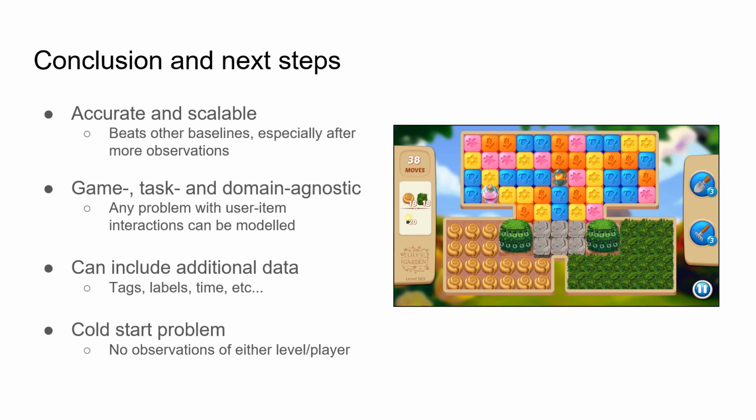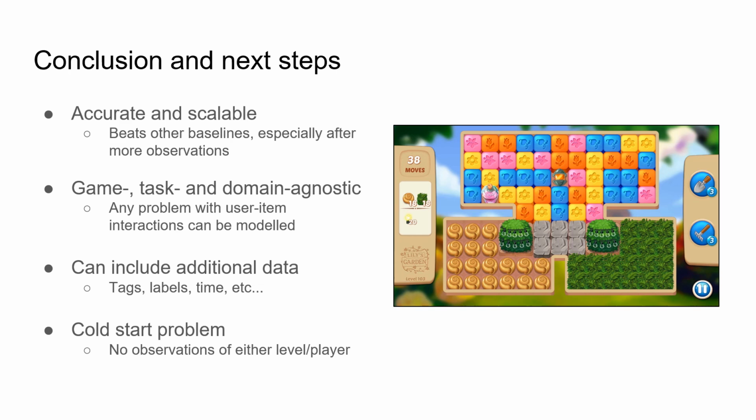Overall, we find that factorization machines provide an accurate and scalable method for personalized predictions of the perceived difficulty. The method performs better than the baselines using either historical averages or random forest, especially once more observations are included. The method is also game, task, and domain agnostic. In any problem where user-item interactions can be described using a multiplicative or divisive way, factorization machines can be used to capture these latent interactions for any kind of regression target, such as time taken or similar.